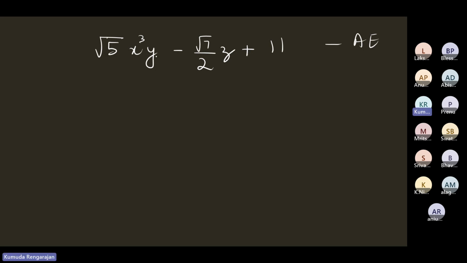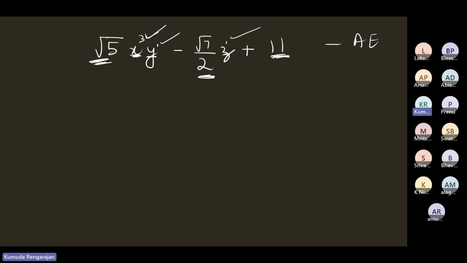Now you can do it faster because you know it. X, its power is 3, a whole number. Y, its power is 1, a whole number. Z, its power is 1, a whole number. The rest of it, this root 5, all this does not affect the expression being called a polynomial. Don't be concerned about this. Be concerned only about the variable and its power.